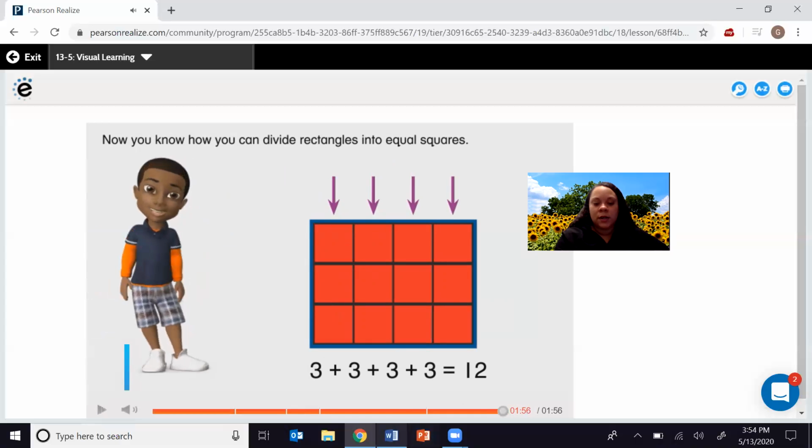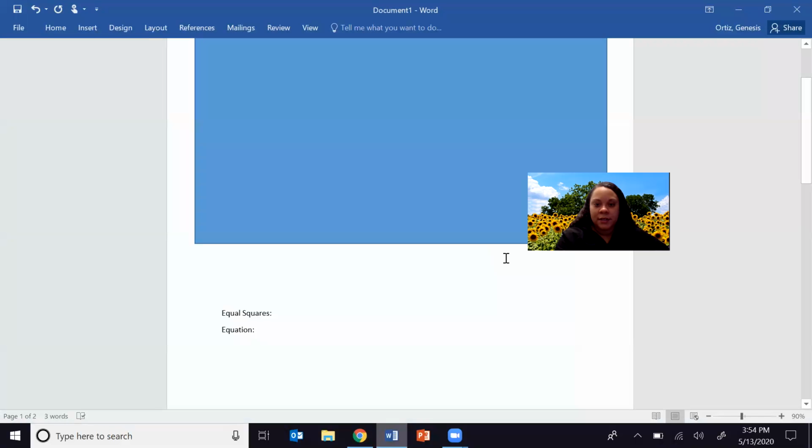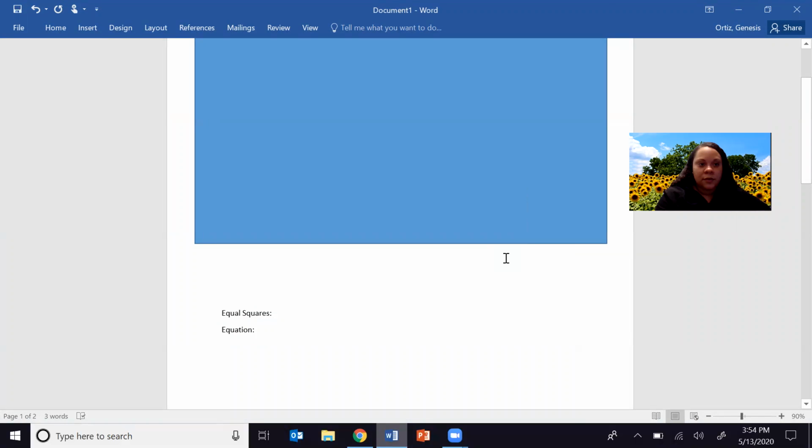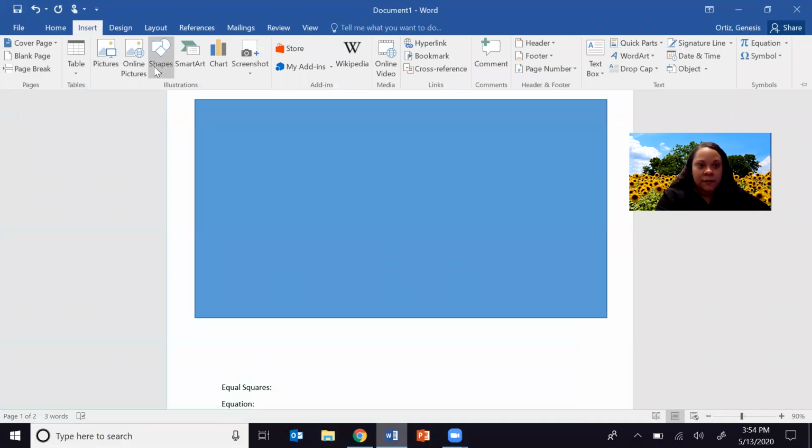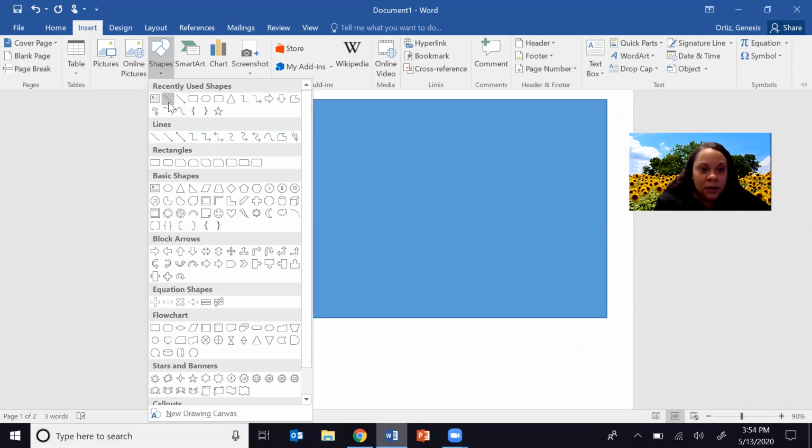All right, so let's go ahead and do another example real quick. I have this lovely rectangle here. Unfortunately, I don't think I have squares, but let's see if I can make a square somehow. Is there a square or no?